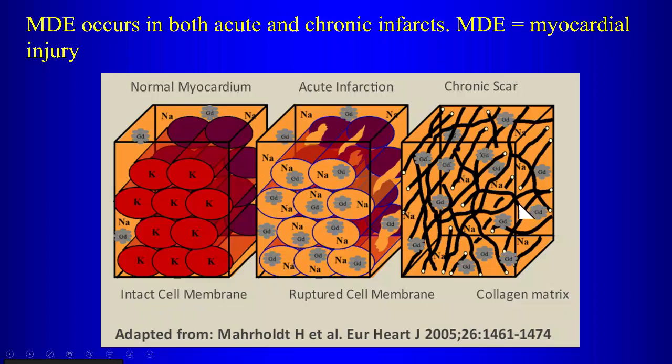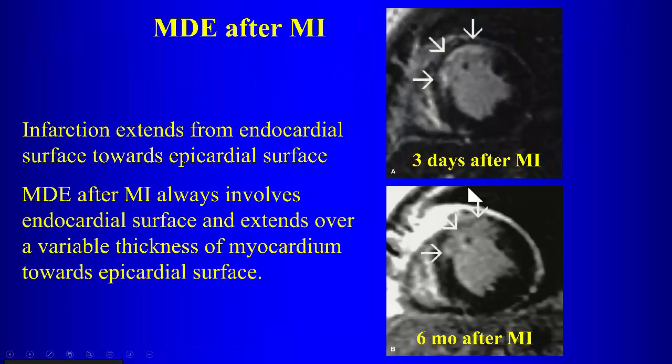What happens with a chronic infarct is that the infarct converts to scar tissue. And scar tissue does enhance. Scar tissue accumulates gadolinium. So both acute infarcts and chronic infarcts will be bright on myocardial delayed enhancement sequences. So here's a patient, acute infarct 3 days after myocardial infarction. You can see the infarct here, kind of along the septum and anterior wall.